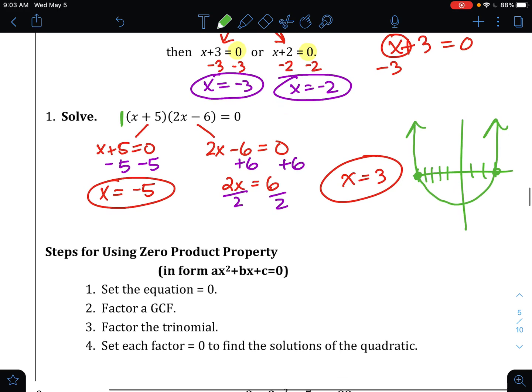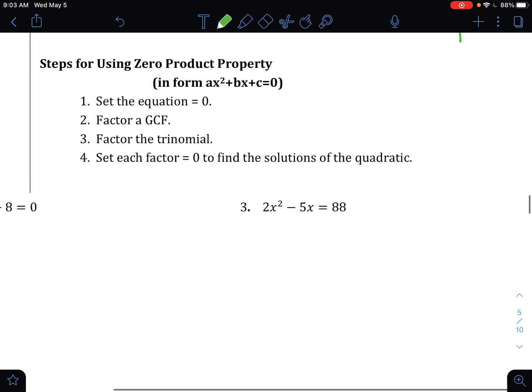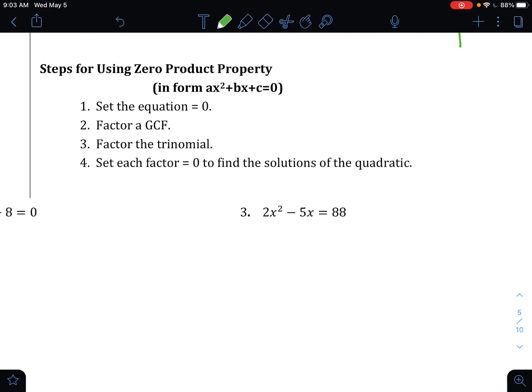Okay, let's bring in factoring here. Steps for using the zero product property in the form of a trinomial, ax squared plus bx plus c equals 0. Step 1, set the equation equal to 0. This is a must. I'm going to highlight this. I have to have everything equal to 0 before I even start factoring.